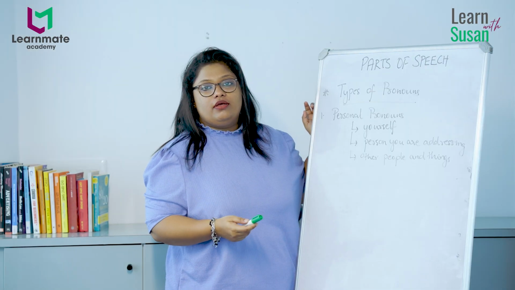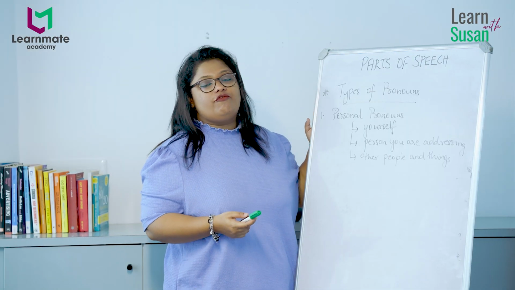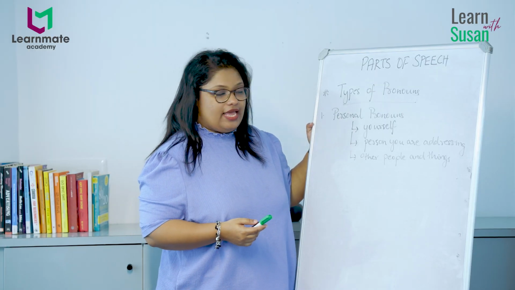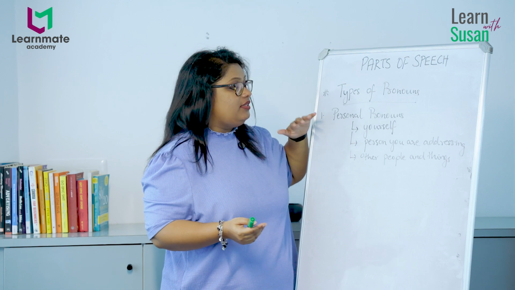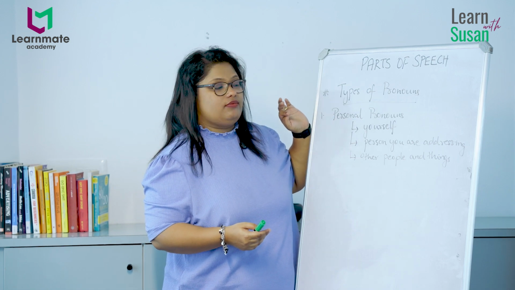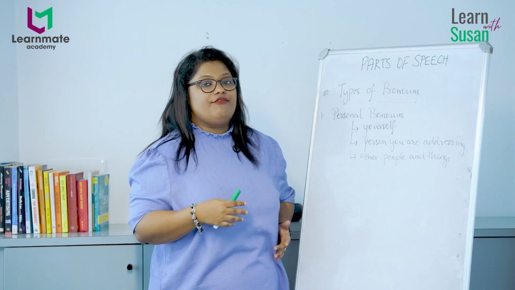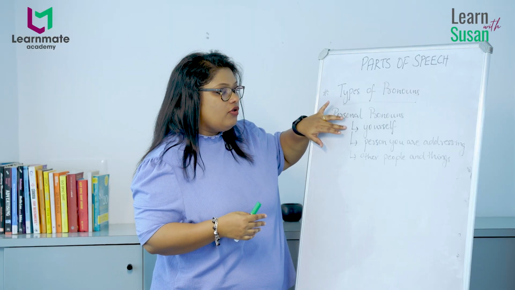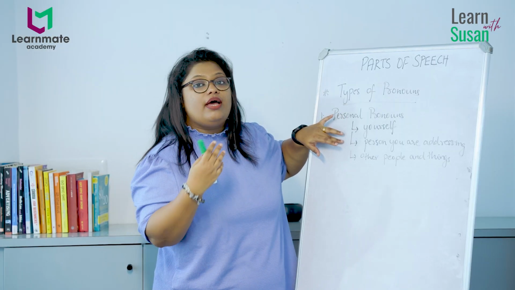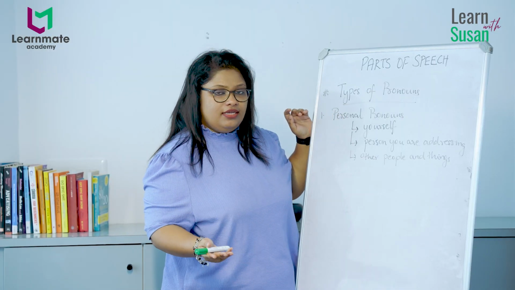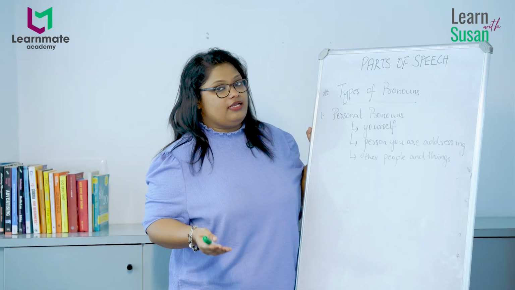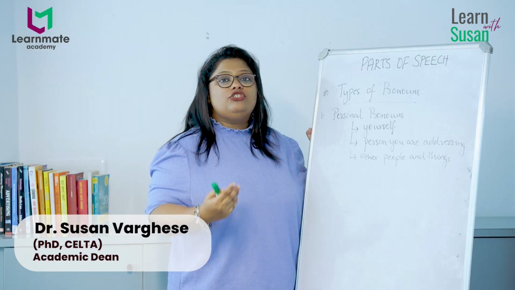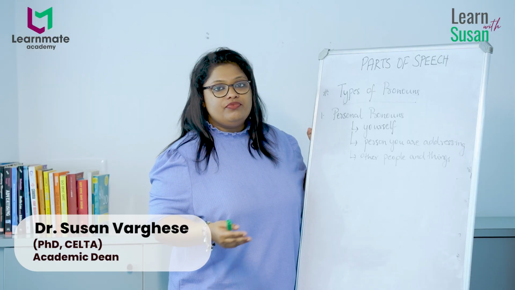Now we're going to look at the different types of pronouns that we use in the English language. So the first one that we are most familiar with are the personal pronouns. Now personal pronouns can refer to either yourself or the person that you're addressing. And in other cases, it can also refer to other people and things. So examples are he, she, it, they, we, etc.